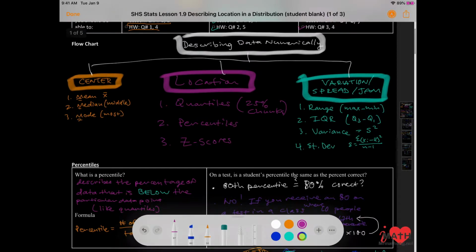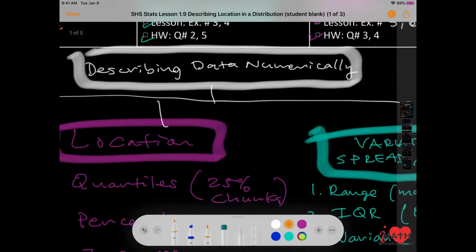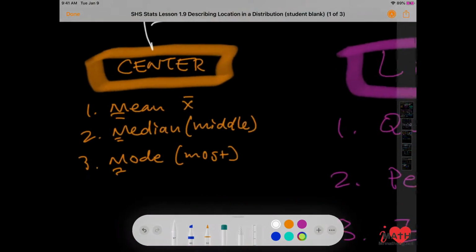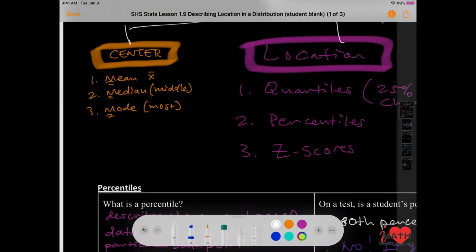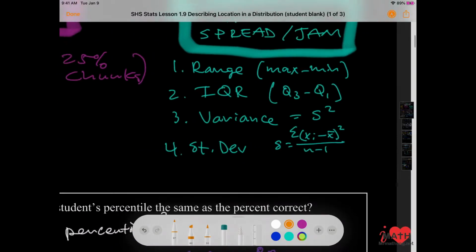All right, go ahead and pause the video so you can copy that down, and then I'll just talk through them. So statistics, we've been talking about describing data numerically, so with numbers, okay? We've talked about this in orange, which is the center. Center is measured with the mean, the median, and the mode. Remember, the mode's not a great one.